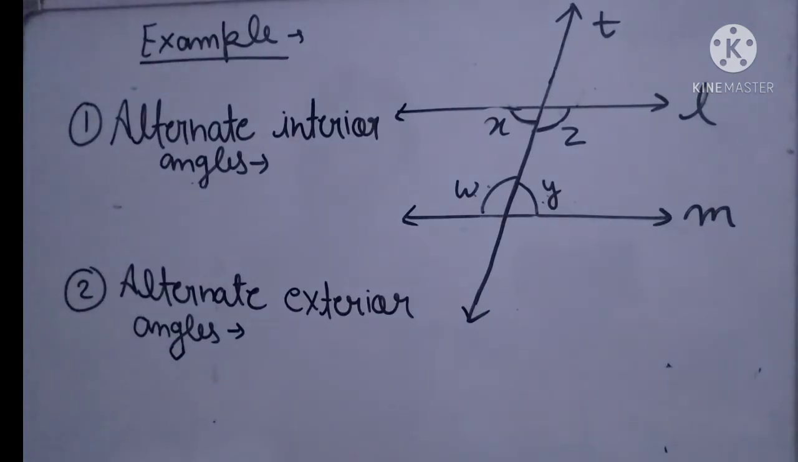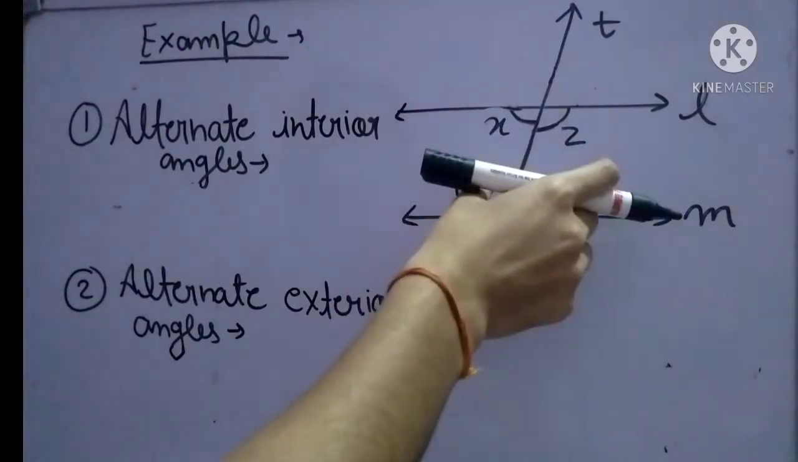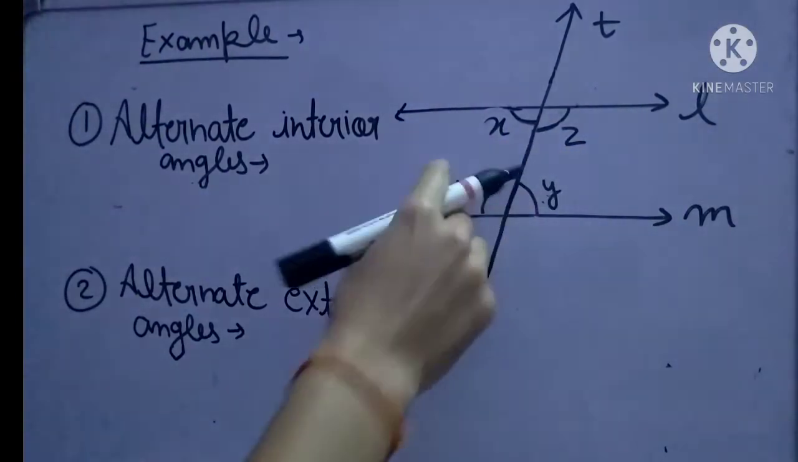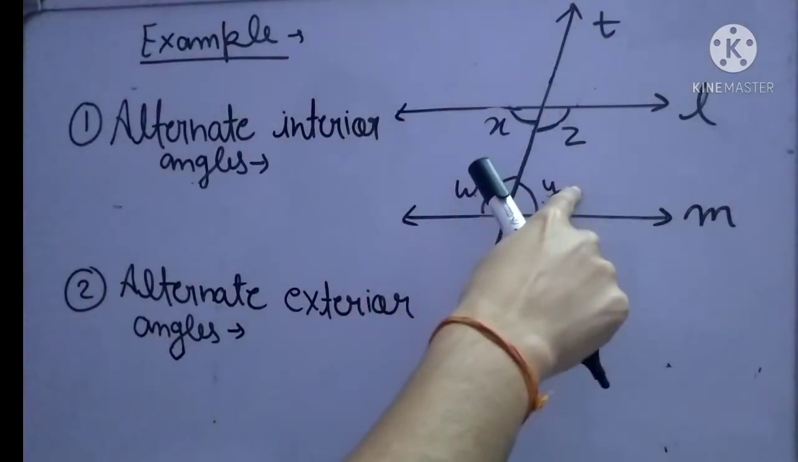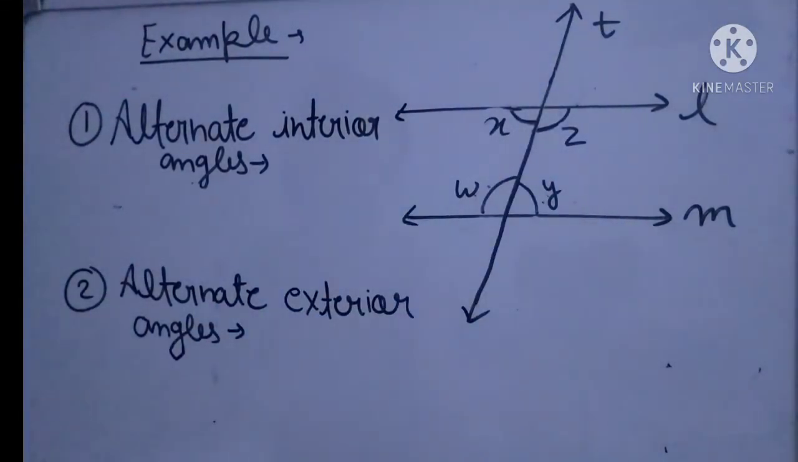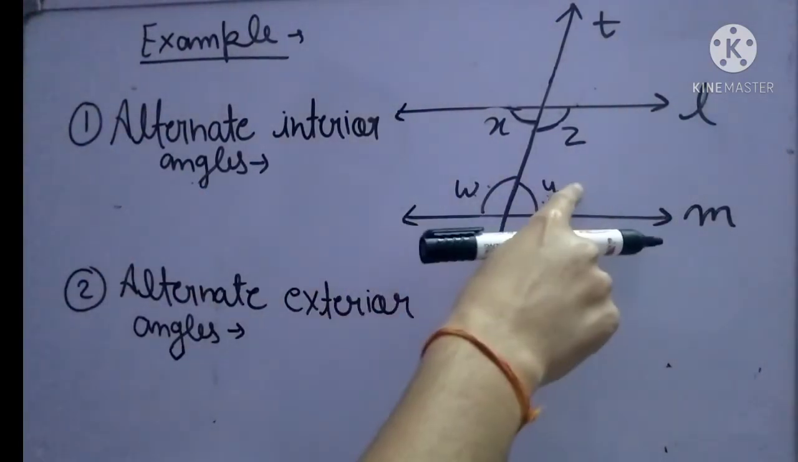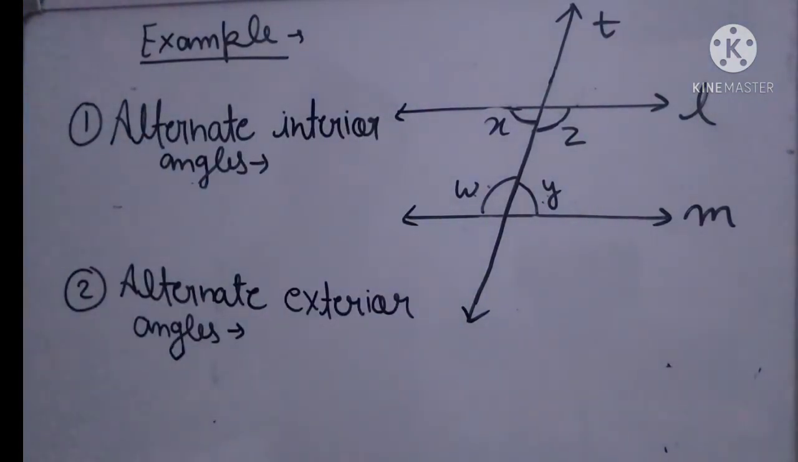Now see, in this example we have to find alternate interior angles. So the definition of alternate interior angle is that those angles which lie in the interior region and also on the opposite side of the transversal. In this figure, angles X, Z, Y and W lie in the interior region of lines L and M. And angle X and Y are on the opposite side of the transversal. If angle X is on the left hand side of this transversal, then angle Y is on the right hand side of the transversal.